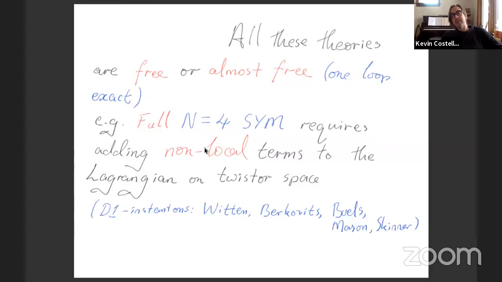Now, the most interesting example is the N=4 case. Well, if we just start with holomorphic Chern-Simons theory on twistor space, then it was realized in Witten's and Berkovits's original papers that you do not get N=4 Yang-Mills. What you have to do is to modify it by adding on non-local terms. Those non-local terms arise because really we're studying a string theory and not a field theory on twistor space. So from the point of view of Witten and Berkovits, those are D1 instantons. And I recommend this paper of Bowes, Mason, and Skinner, who wrote down a lovely formula for exactly which non-local terms realize the correct action of N=4 Yang-Mills.